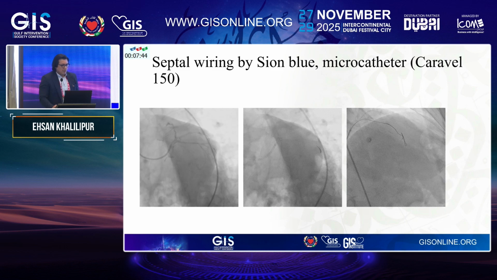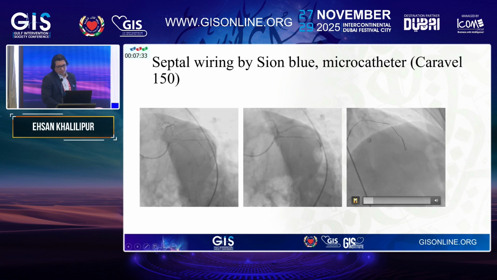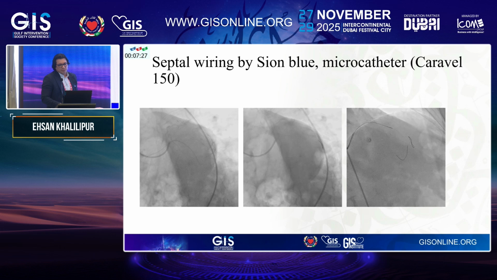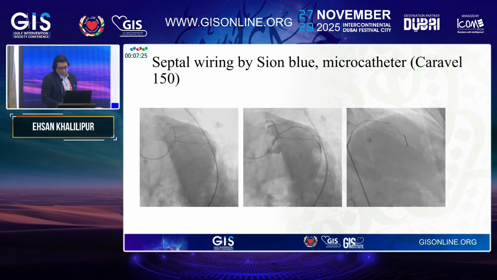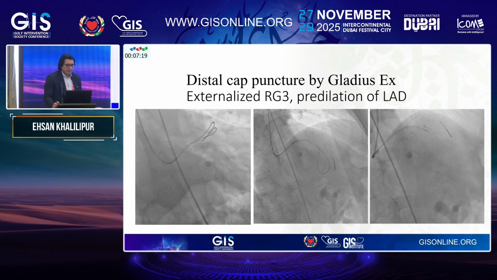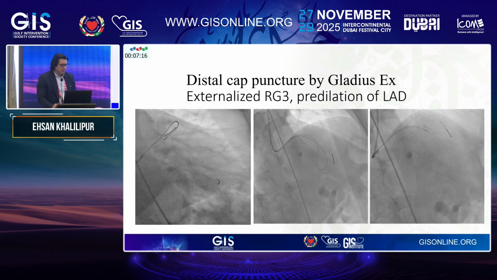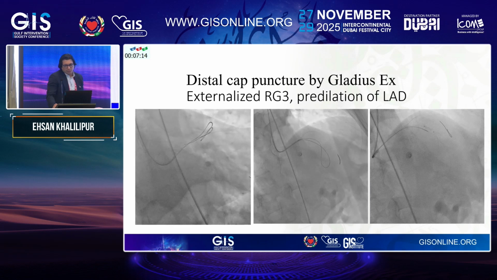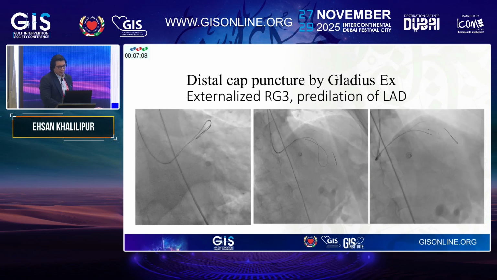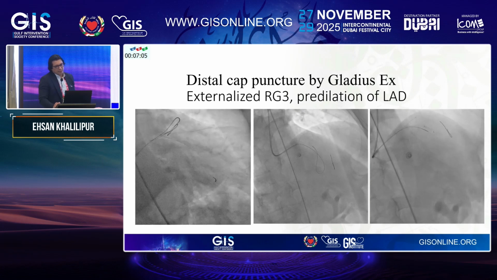So we first wired the septal with a Cyan blue wire, and a Caravel 150 microcatheter easily passed through the septal to the distal LAD. We had no issues passing the microcatheter to the mid part of the LAD and performing a distal cap puncture. We used a Gladius wire to do this, and it could easily go through to the antegrade guiding catheter. Then we transferred the microcatheter to this guiding catheter and externalized with an RG3 wire.